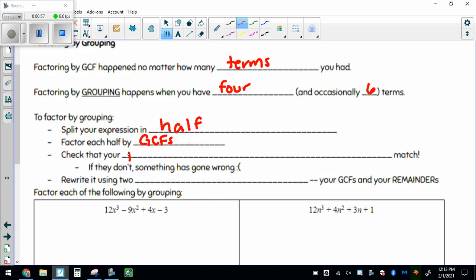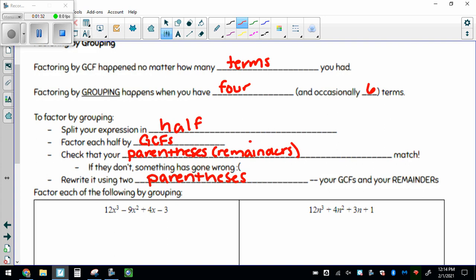Check that your parentheses, or in other words, your remainders, match. If they match, then you're good to go. If they don't match, this is a good point to pause and say, hey, maybe you didn't actually find the biggest thing that they had in common, or just double check your division. And then the last step is to rewrite it using 2 parentheses. Your GCFs go in one and your remainders go in the other.